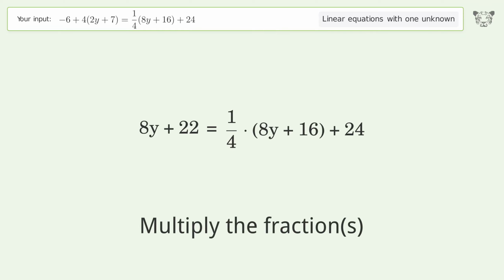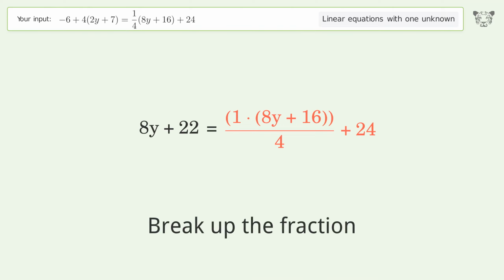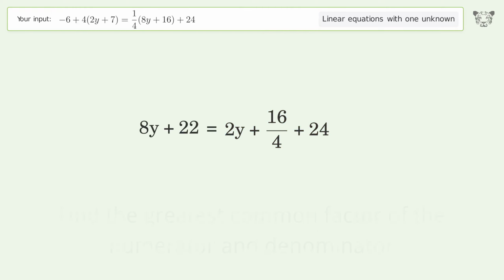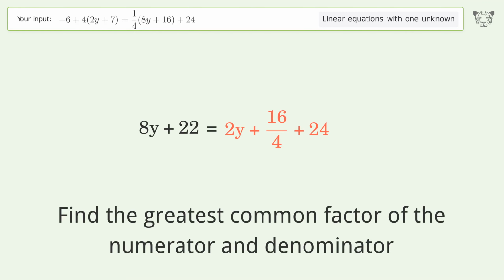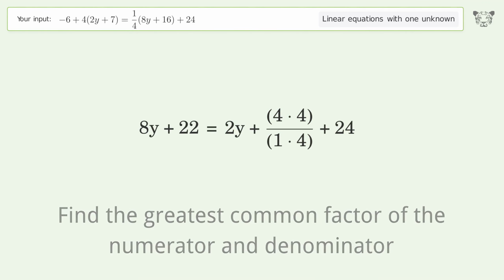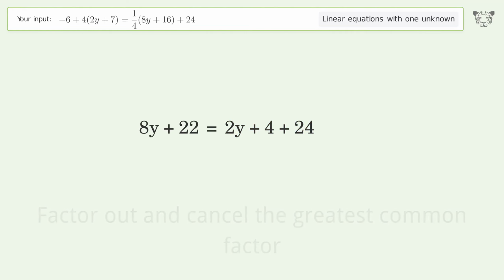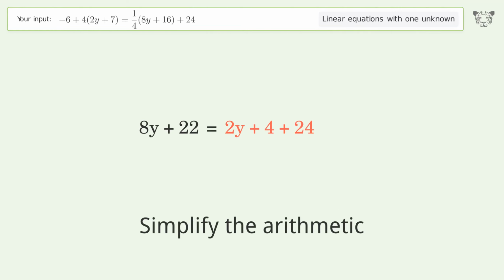Multiply the fractions. Break up the fraction. Simplify the fraction. Find the greatest common factor of the numerator and denominator. Factor out and cancel the greatest common factor. Simplify the arithmetic.